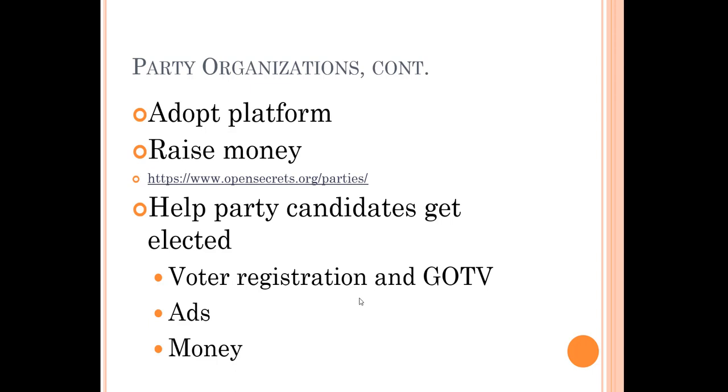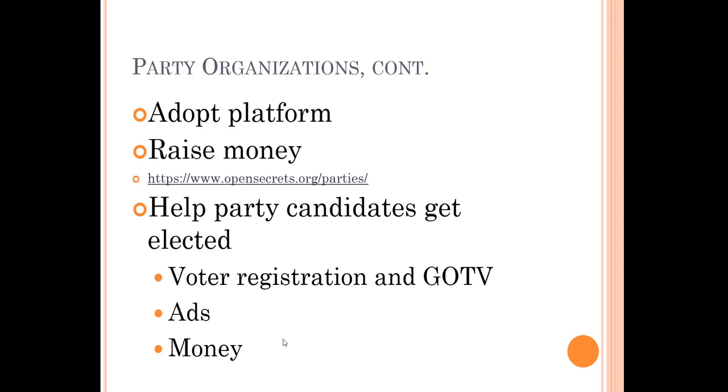Parties aren't the only entities that do this. Interest groups do this. The candidates themselves do this. Religious organizations do this, etc. But parties play a role in that. They also do a lot of advertising on behalf of the party and the candidates who are running for office. There are some rules and regulations at the federal and state level that regulate how some of the money that the parties raise and spend can be used, but for the most part, the parties are able to try to influence voters through advertising.